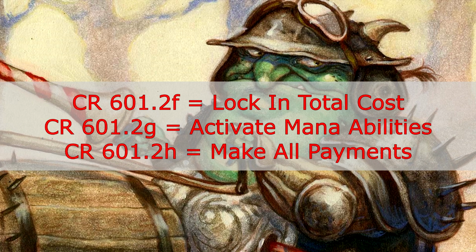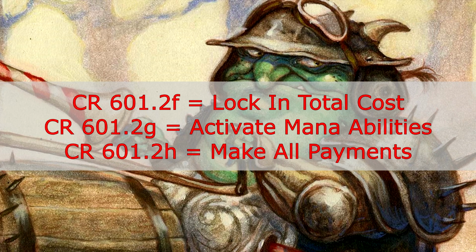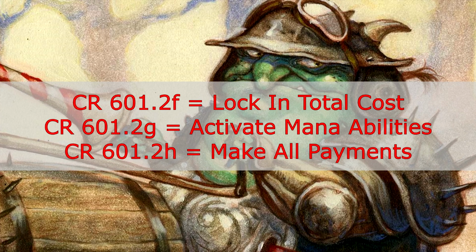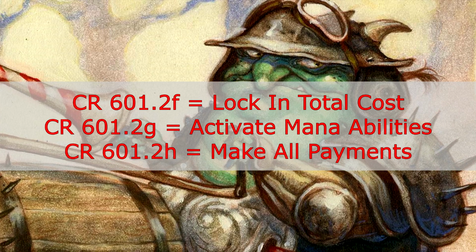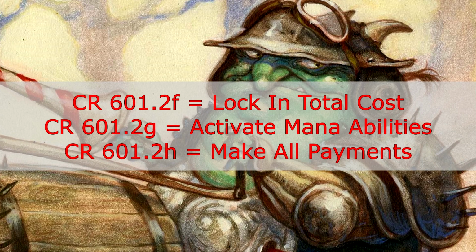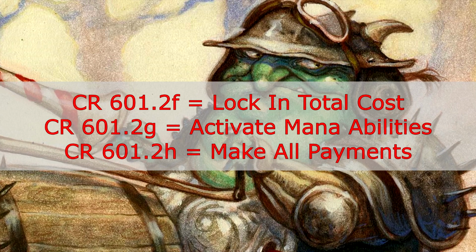Then we arrive at 601.2g, which is when we will sacrifice 5 of those 6 treasures for their mana. And then finally, 601.2h is when we will use that 5 mana to pay the cost of the Golem, which is just the 5 generic mana.